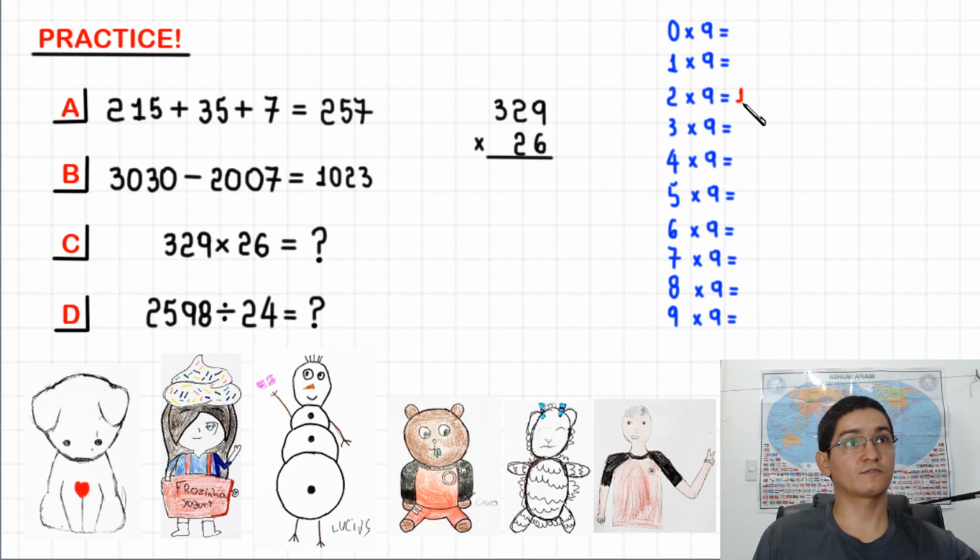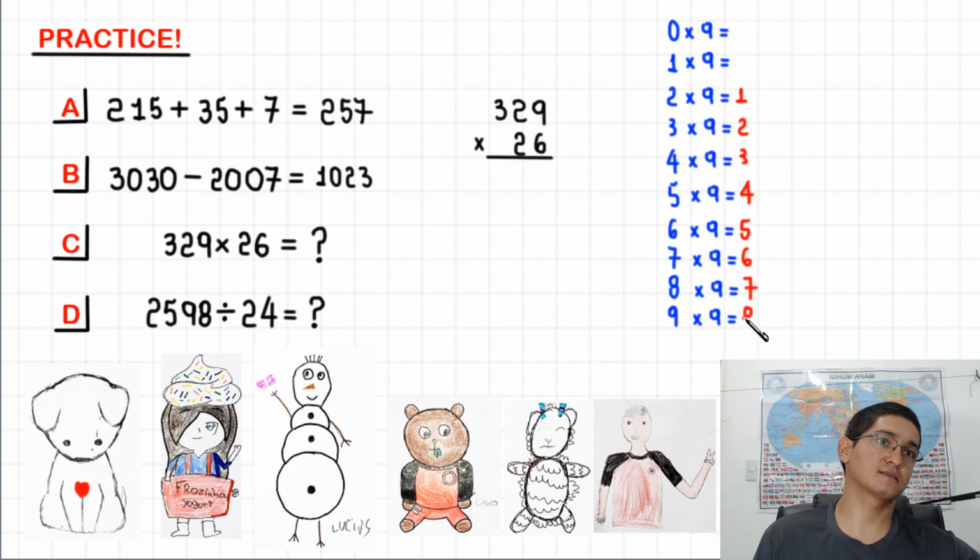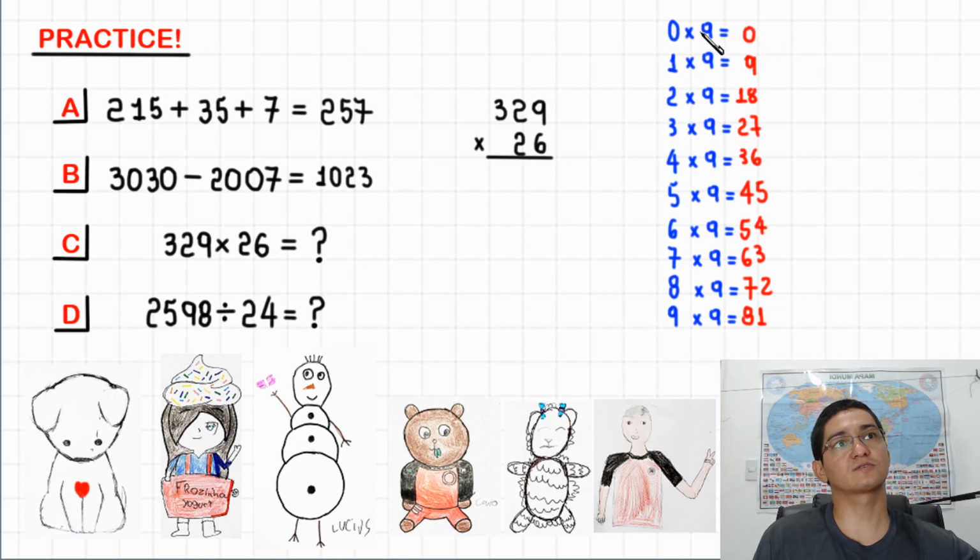I can start from here, writing 1, 2, 3, 4, 5, 6, 7, and 8. And then I go all the way up. 1, 2, 3, 4, 5, 6, 7, 8, 9, and here 0, because 0 times 9 equals 0. It's this easy. And we want to know here 6 times 9, and that is 54. So I write 4 from 54 here, and the 5 goes up here.